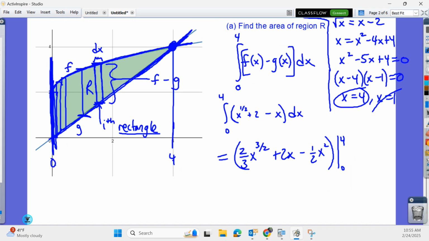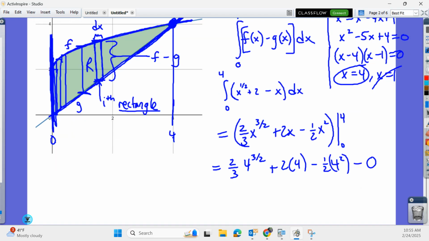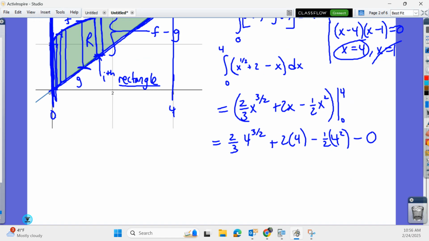If we plug in 4, we get 2/3 times 4 to the 3/2 power. I'll just write it this way first. Plus 2 times 4 minus 1/2 times 4 squared. And then when we plug in 0, all of those are just going to be 0, right? They all are just power functions on x. 0 to any power is 0. So there we have that. Except 0 to the 0 power, that's a different thing.